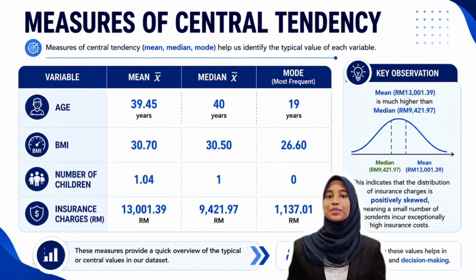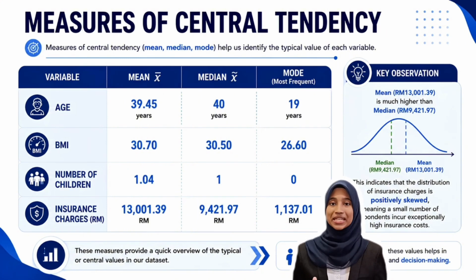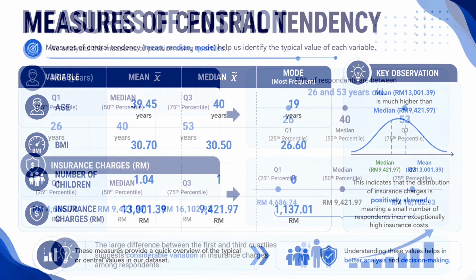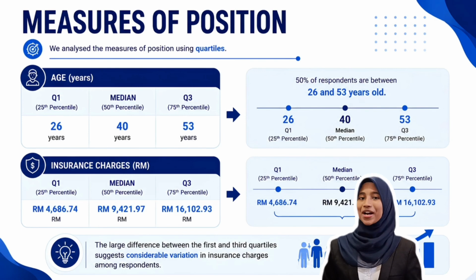An important observation is that the mean insurance charge is much higher than the median. This indicates that the distribution of insurance charges is positively skewed, meaning a small number of respondents incur exceptionally high insurance costs. Next, we analyzed the measures of position using quartiles.